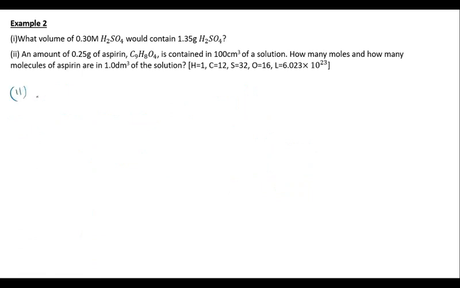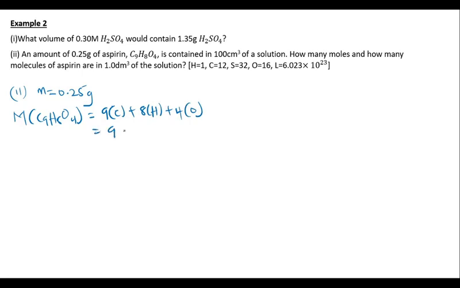II, an amount of 0.25 grams. So our mass is 0.25 grams of aspirin. So the molar mass of aspirin, C9H8O4, is 9 multiplied by carbon, 8 multiplied by hydrogen, and 4 multiplied by oxygen. This is 9 into bracket 12 plus 8 into bracket 1 plus 4 into bracket 16. This is equal to 180 gram per mole.